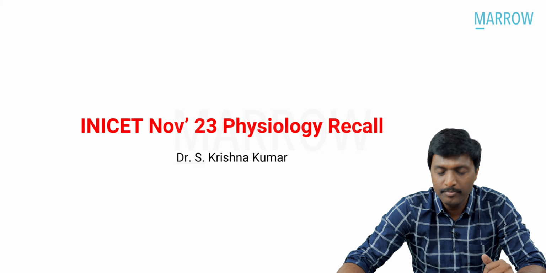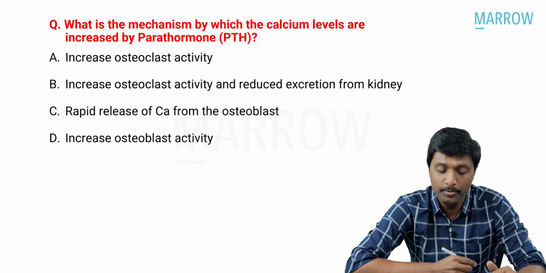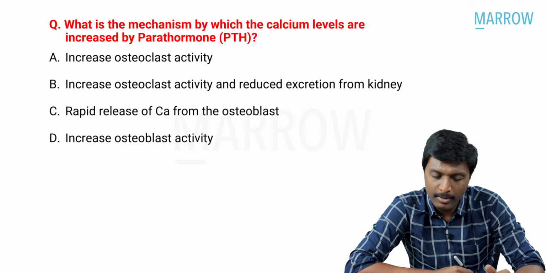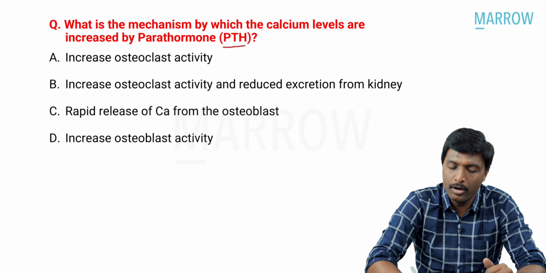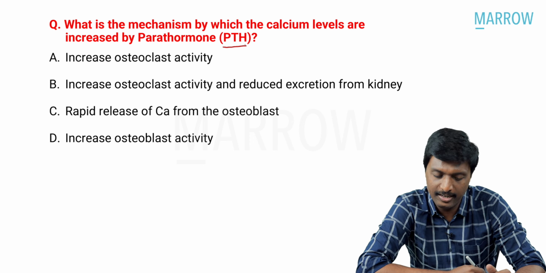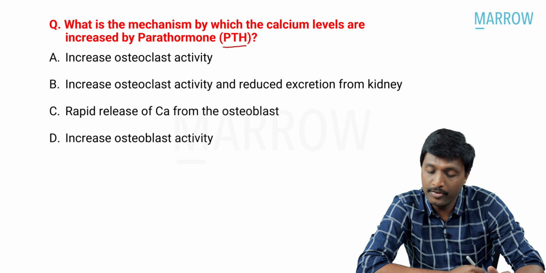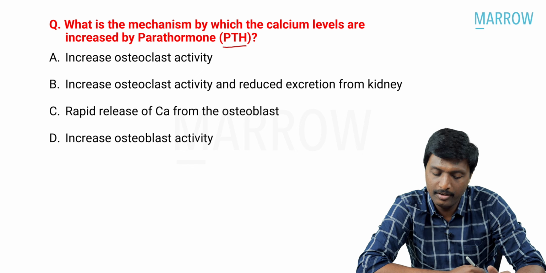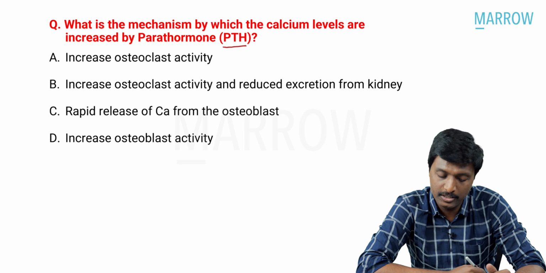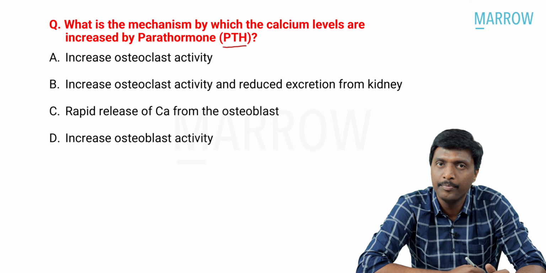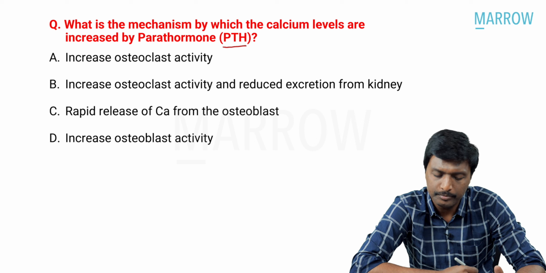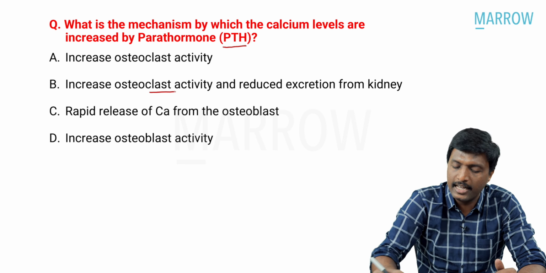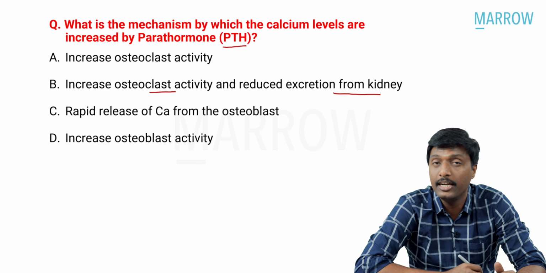The first question from the very familiar area. What is the mechanism by which the calcium levels are increased by parathyroid? Just look, think and answer. Increase osteoclast activity, along with that reduced excretion from kidney, release of calcium from osteoblast, increase osteoblast activity. The answer for the question is obvious. Remember, it is option B. Increase osteoclast activity and reduced excretion from kidney.